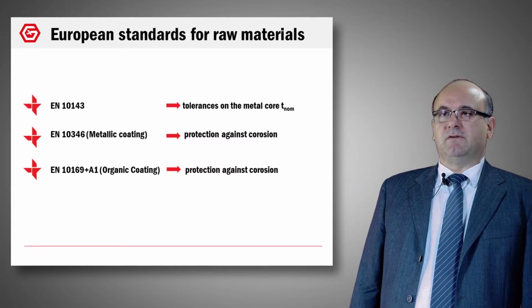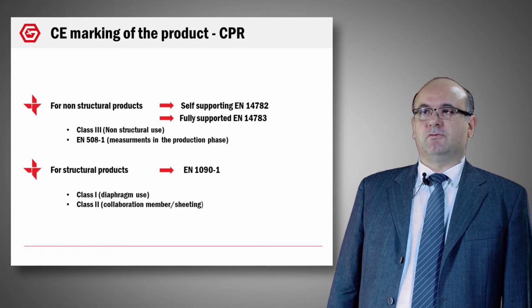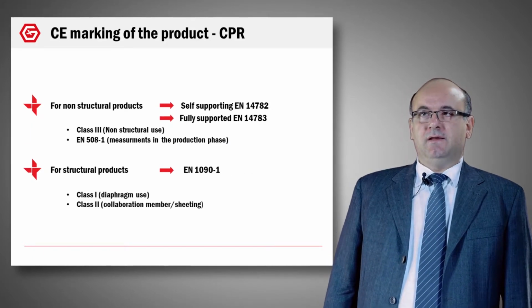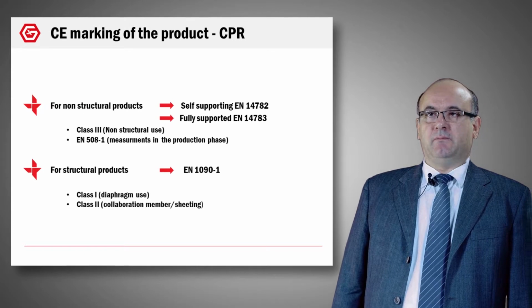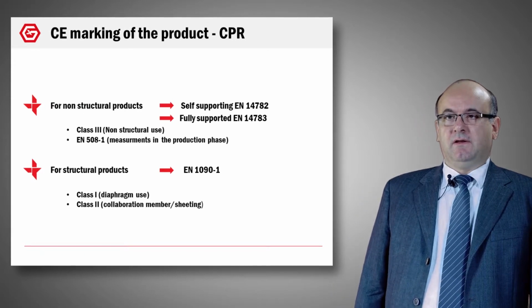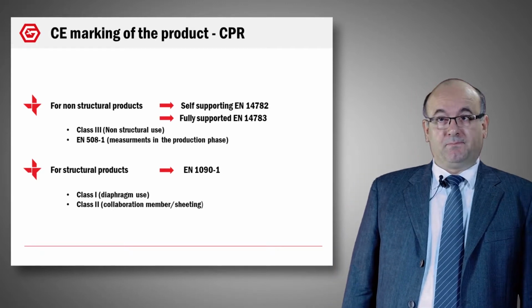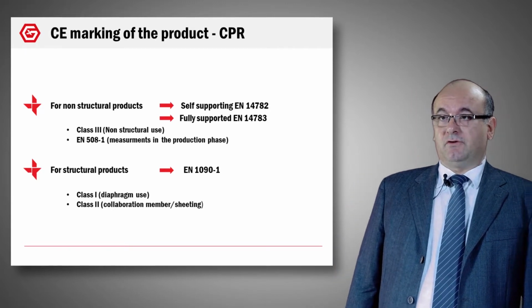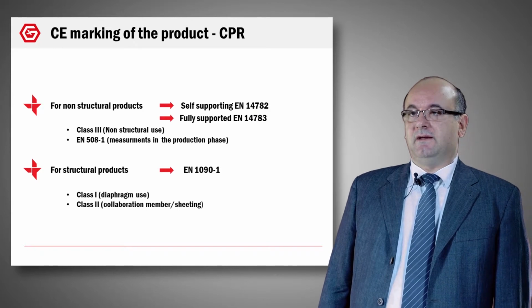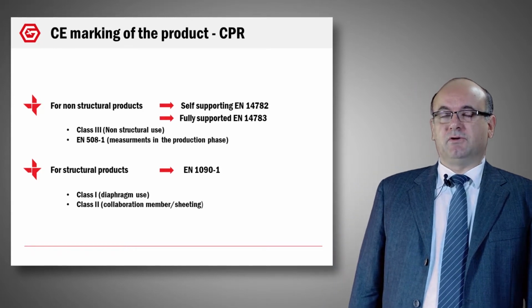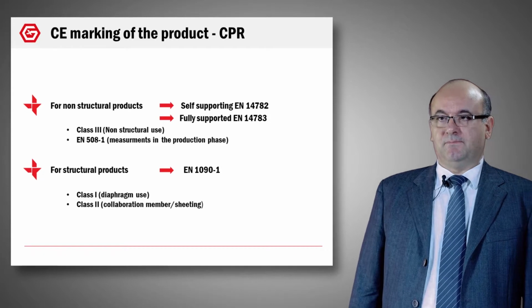After, we have a CE marking of a product, and we have a CPR, the Construction Products Regulation. It's a regulation, so it's obligatory, mandatory in each country. We have 2 families, for non-structural products and for structural products. For non-structural products, we have 2 standards, the self-supporting standard, EN 14782, and the fully supported standard, EN 14783.